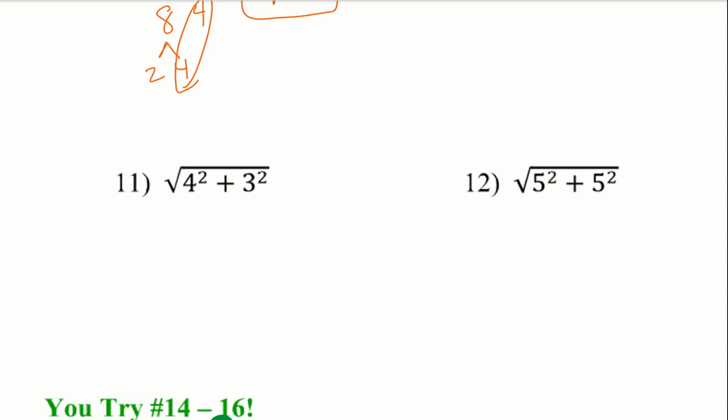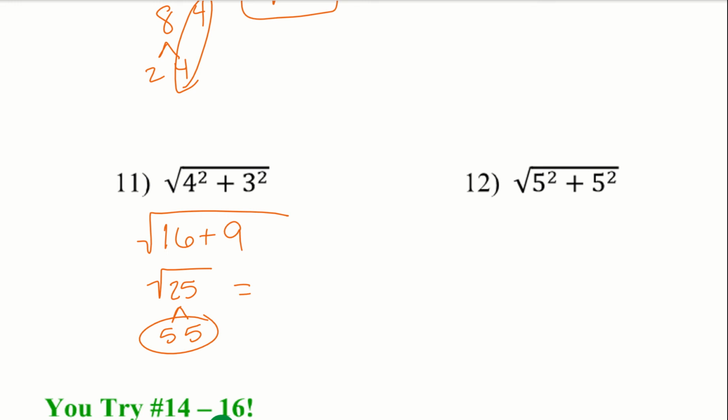So 11, this is what I was talking about: whenever we have operations, so we have exponents, we have this addition, we want to do that before we take the square root. So in this case, I now have 16 plus 9. Add those 2 together. I have the square root of 25, and of course 25 multiplies to 5 and 5, so my answer would be 5.